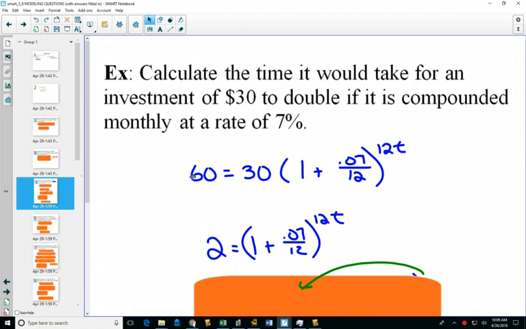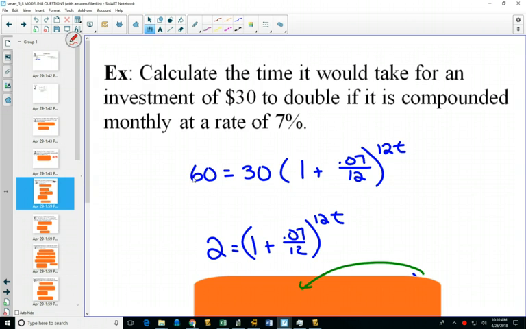And in this case, dividing both sides by 30 ends up with 2. And we still have to solve for t. Now I want to take a moment before we solve for t and use our logarithms just to analyze this and think about this a little bit. Let's say I reword the question. Calculate the time it would take for an investment of $300 to double. Well, how would that change my question?